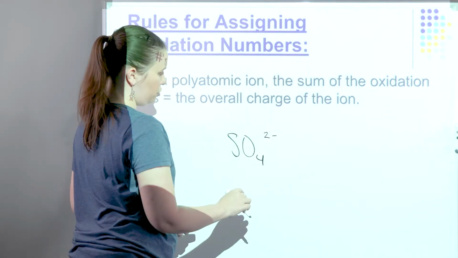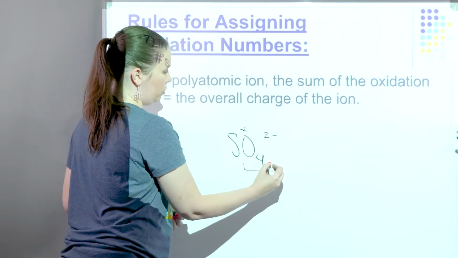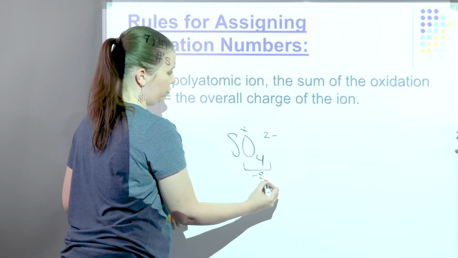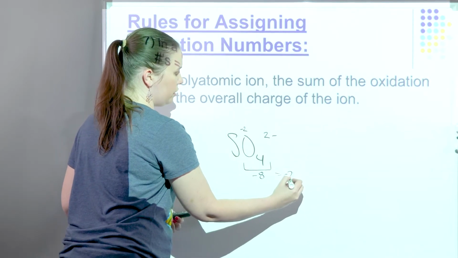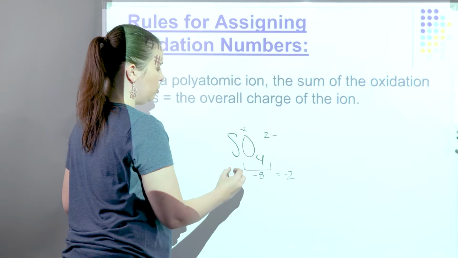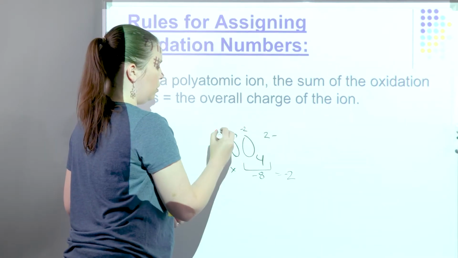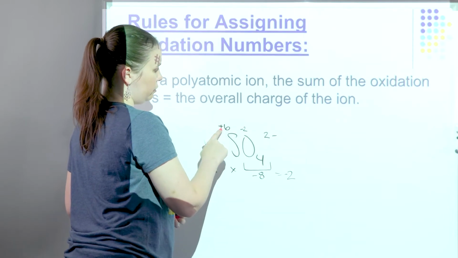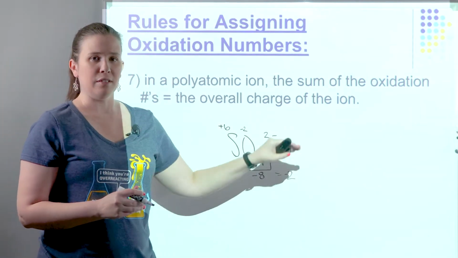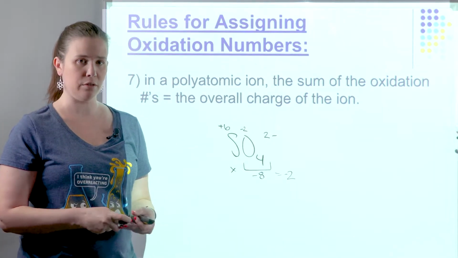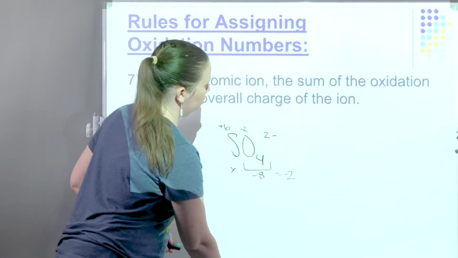SO4 has a 2- charge. So we know that oxygen is supposed to be a -2, and there's 4 of them, so I have a total of -8. This rule says the total oxidation state should be -2. So then what is it that sulfur's oxidation state should be? We would want it to be +6, because +6 minus 8 would equal -2. Adding up to 0 is what we use for neutral molecules. We would add up to the charge for a polyatomic ion.